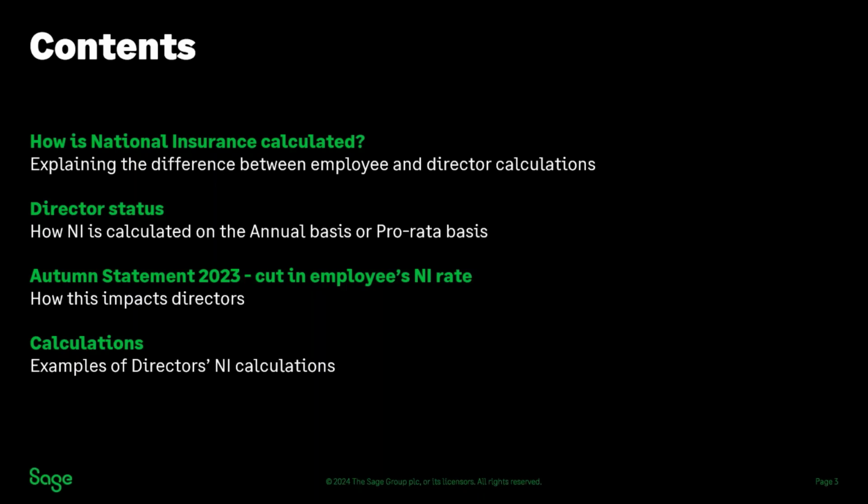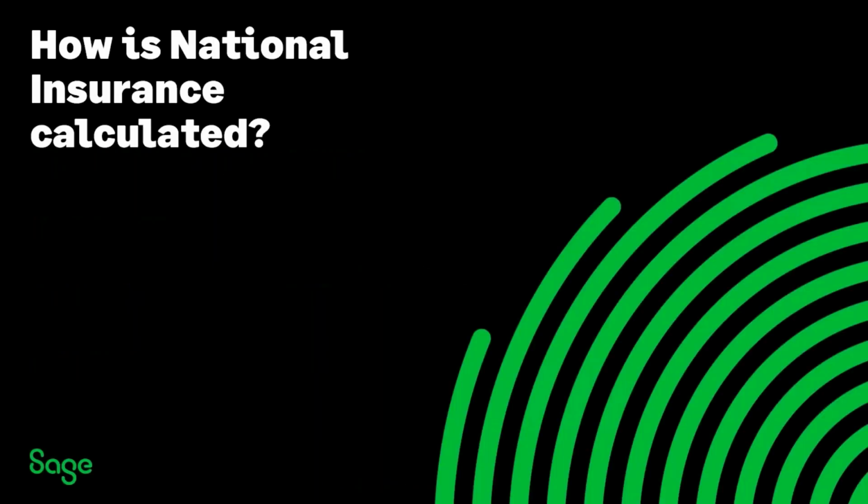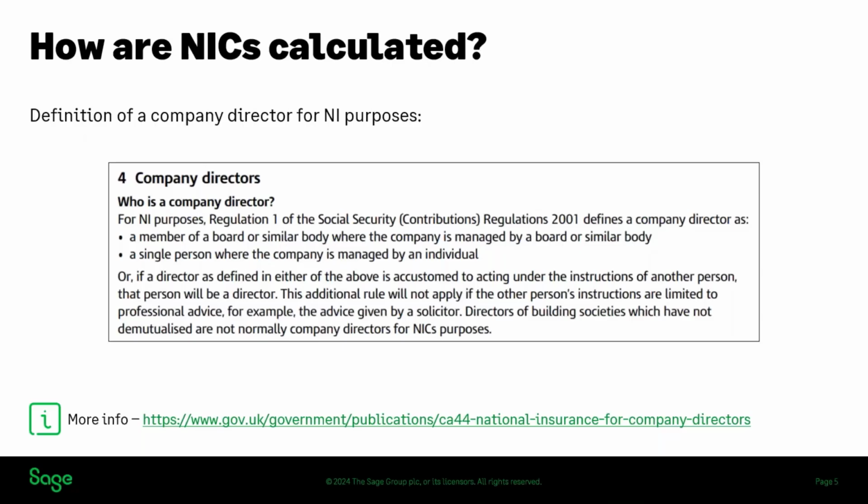So that's what we've got lined up for you, and let's get things started by taking a look at how national insurance is calculated. Now, before we describe the calculation, because this is all around directors' national insurance, I thought it would be useful to start off with the official definition of a company director for NI purposes. This information is available in HMRC's National Insurance for Company Directors Guide, guide CA44, a really useful link on the slide here that will tell you everything you need to know about the legislation.